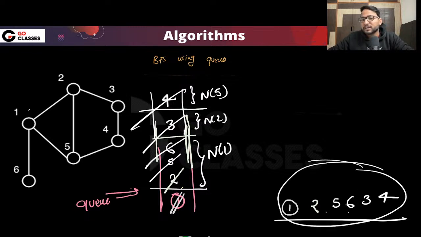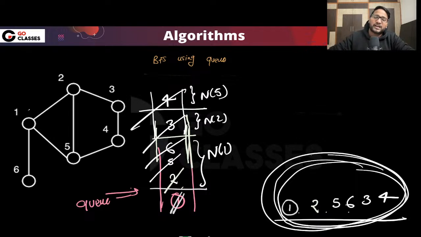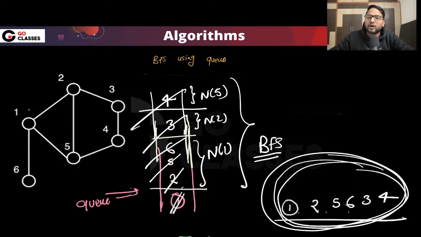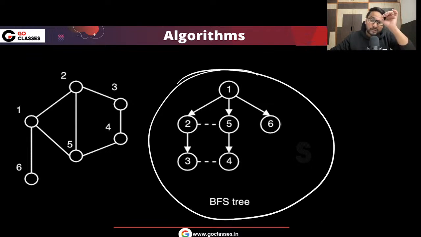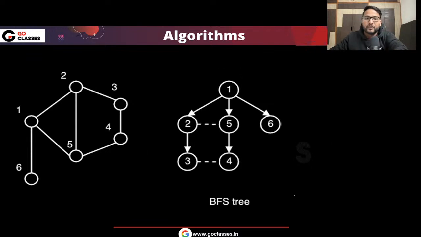In this order you are basically exploring the graph using BFS. This is how you will do it algorithmically. Hope you understood. Now see here, this is one of the trees that we are getting, and this is called the BFS tree, the breadth first search tree.